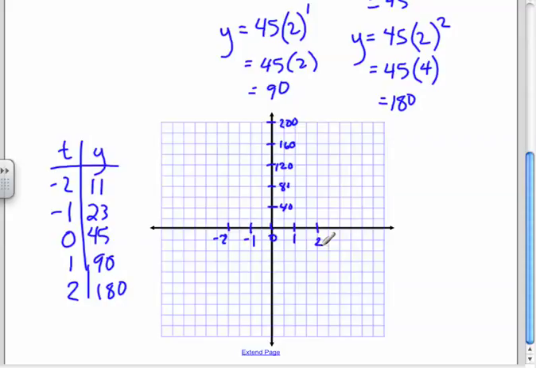So let's plot these points and see what we get. 2 years ago, it was at 11. So that's going to be about right here. I'll use a different color, so even if I write on top of the blue, we'll be able to see it. So there we go. That's about 11. 1 year ago, it was at 23. All right, so that's about right here. Right now, at 0, it's 45. So that's going to be about right there. At 1, it's 90. Wait. This is 1. This is 2. So at 1, it's 90. All right, let's go up here. That's going to be about right there. And then after 2 years, it's 180.